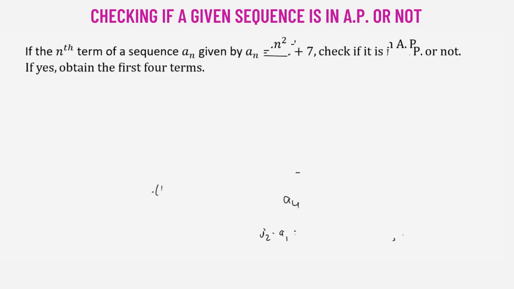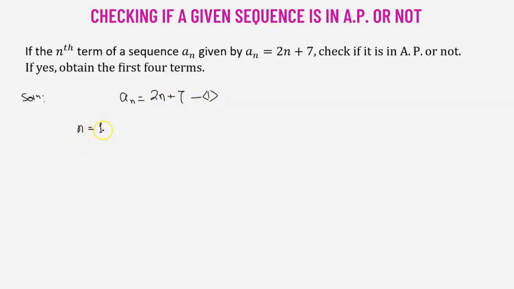Problem number 3. Now we have the nth term of the sequence given by 2n plus 7. So let's begin. We have a sequence an given by 2n plus 7. We're going to label this as number 1. Now we'll compute the first term by taking n equal to 1, which gives us a1 equals 2 multiplied by 1 plus 7. So 2 plus 7 will be equal to 9.